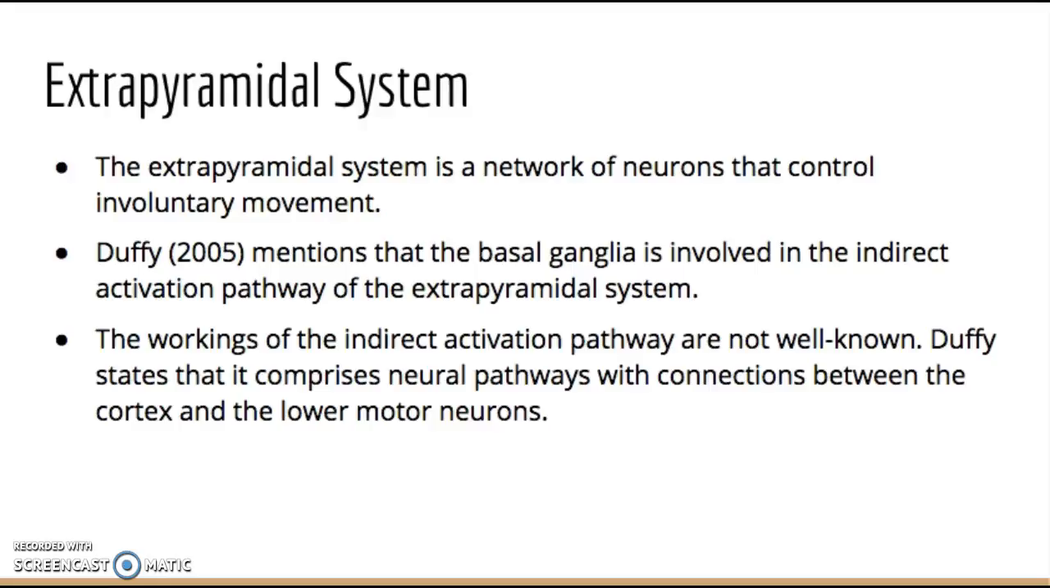Duffy, in 2005, mentions that the basal ganglia is involved in the indirect activation pathway of the extrapyramidal system. The workings of the indirect activation pathway, according to Duffy, are not well known, but he states that it comprises neural pathways with connections between the cortex and the lower motor neurons.